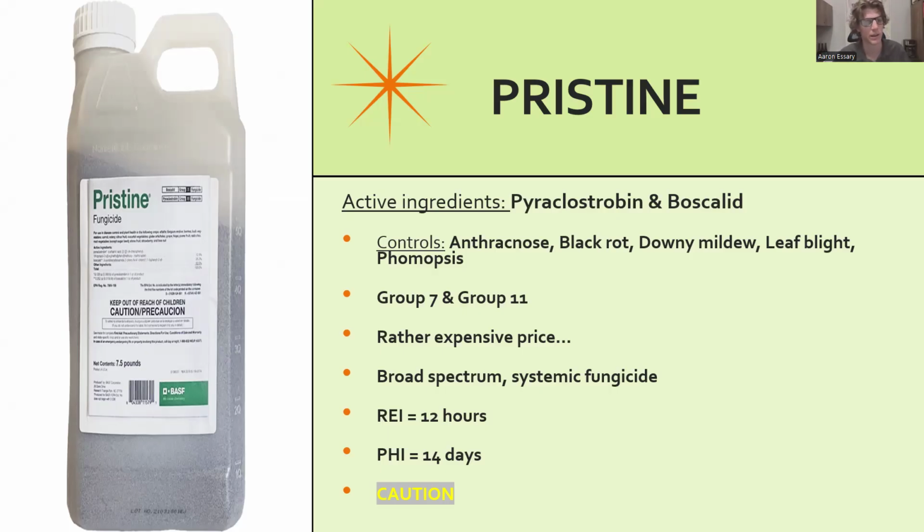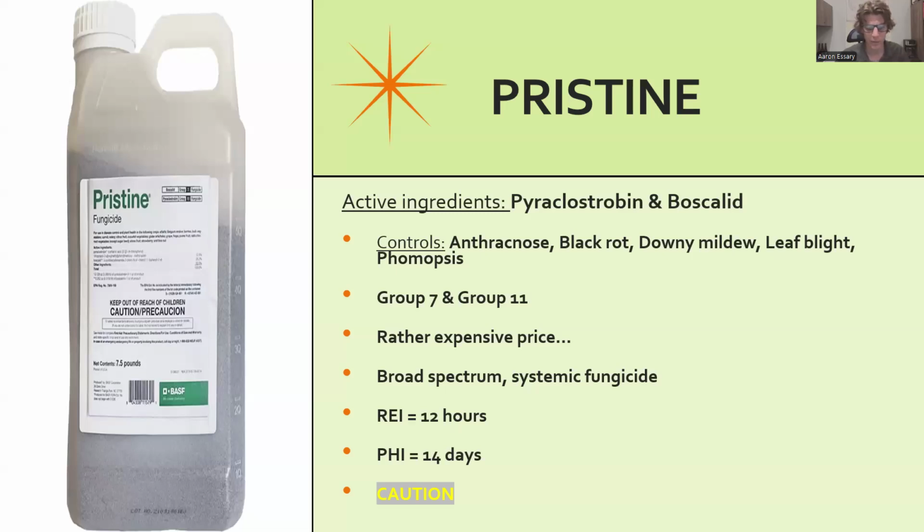You still should rotate it. You can't just spray Pristine all season long and be okay, because you're only spraying group 7 and group 11. So you've got to rotate it in with Rally or something. It's a broad spectrum systemic fungicide. It just tamps out a lot, kills a lot, prevents a lot. The grapevine absorbs it, absorbs the Pristine, I mean.